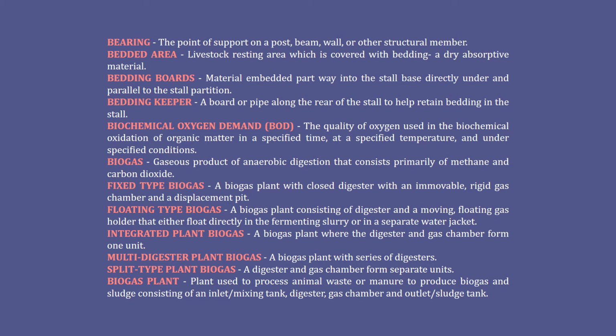Integrated plant biogas, a biogas plant where the digester and gas chamber form one unit. Multi-digester plant biogas, a biogas plant with a series of digesters. Split-type plant biogas, where the digester and gas chamber form separate units. Biogas plant, plant used to process animal waste or manure to produce biogas and sludge, consisting of an inlet mixing tank, digester, gas chamber and outlet sludge tank.